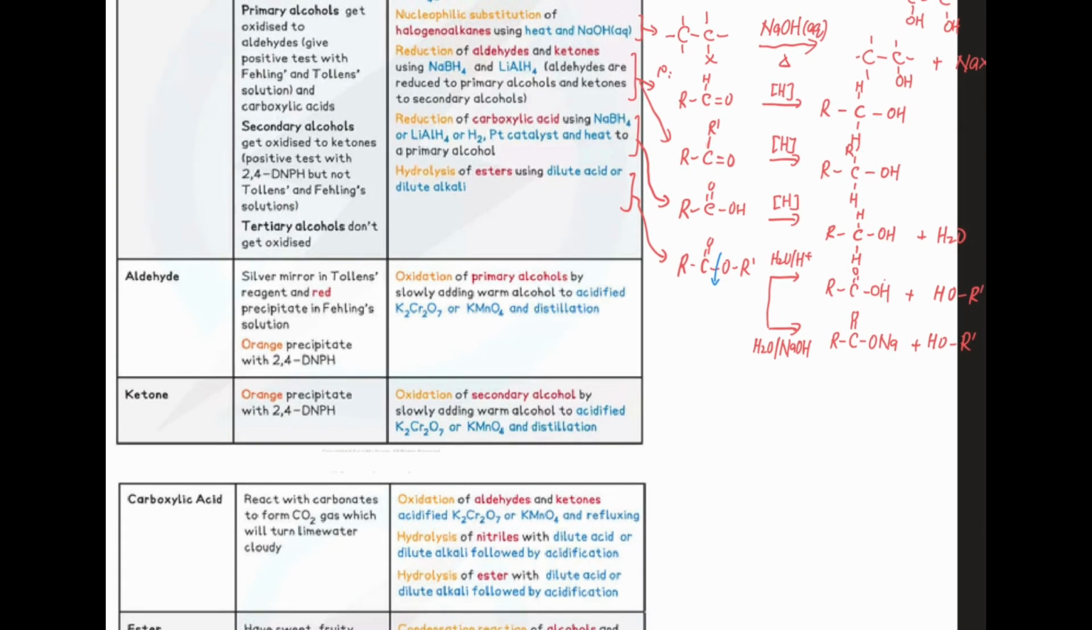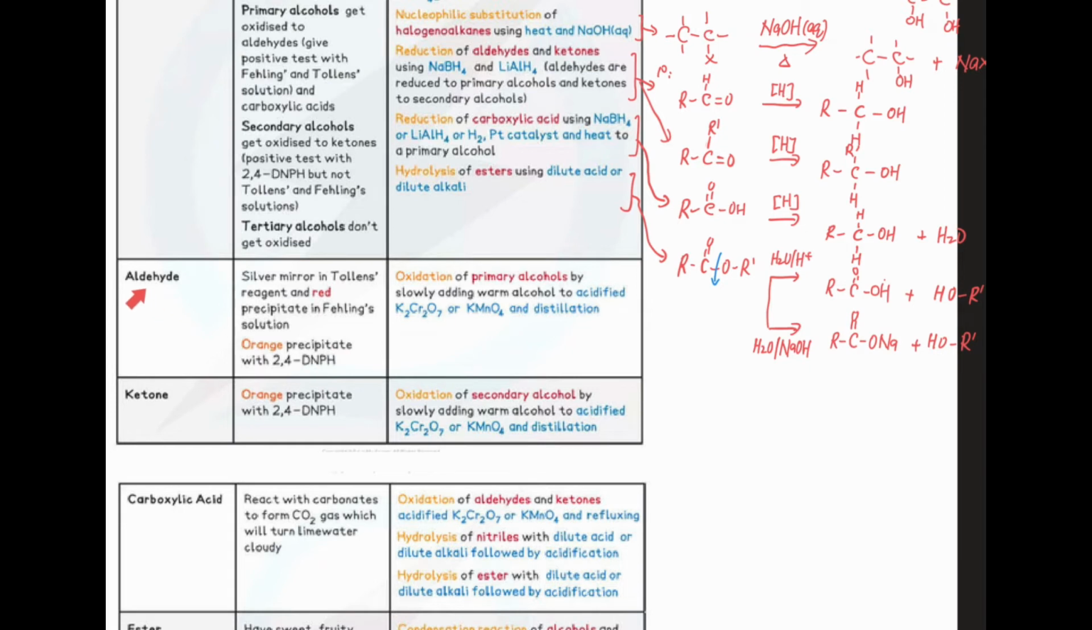The next one is aldehyde. For the aldehyde test, we can use silver mirror with Tollens reagent. So that means you add Tollens reagent to aldehyde. Tollens reagent will produce silver mirror. And you add Fehling's solution to aldehyde. Fehling's solution will form red precipitate. Okay, so you can also add 2,4-DNPH to aldehyde. That will form orange precipitate.